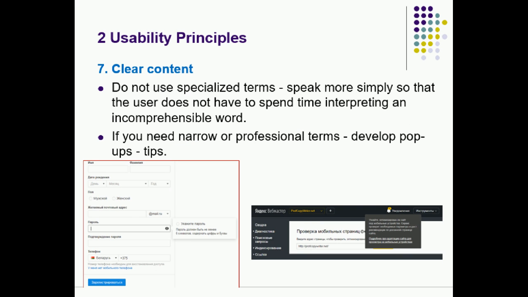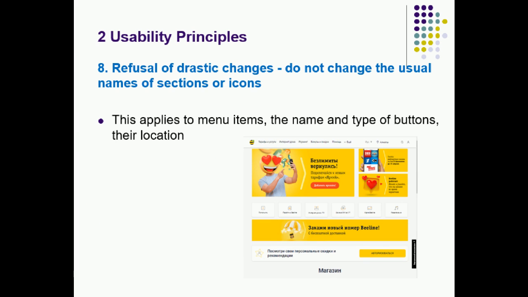Next, clear content. Don't use specialized terms. Speak more simply so that the user doesn't have to spend time interpreting incomprehensible words. If you need narrow or professional terms, develop pop-ups or tips. Next, refusal of drastic changes. Don't change the usual names of sections or icons. This applies to menu items, the name and type of buttons, and their location.